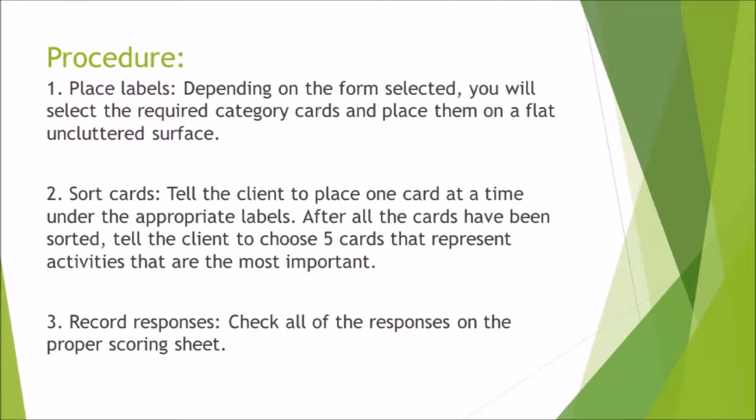To begin the assessment, you first place the labels. Depending on the form selected, you will select the required category cards and place them on a flat, uncluttered surface. The next step is to sort the cards. Tell the client to place 1 card at a time under the appropriate labels. After all the cards have been sorted, tell the client to choose 5 cards that represent activities that are the most important.